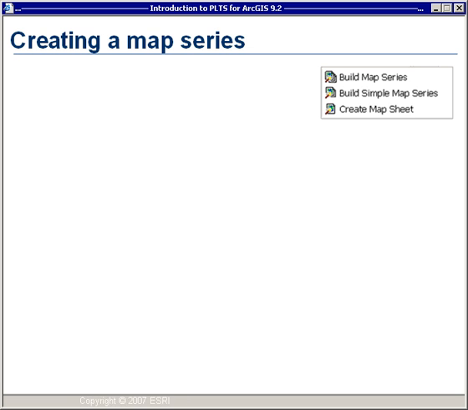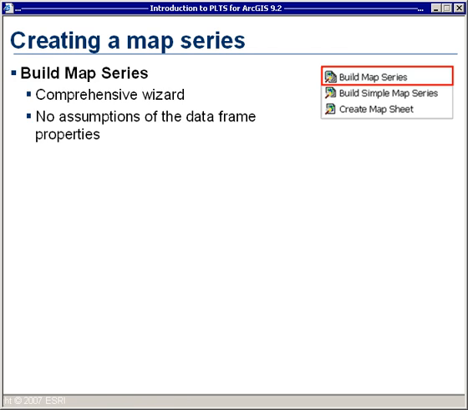Now, when you build a map series in Atlas, you have a couple of choices on the wizard that you can use. The Build Map Series wizard is a comprehensive wizard that prompts you for all the properties that you want to set for the series. The prompts range from information such as the name of the series all the way to the spatial reference to be applied to each map sheet. There are no assumptions made by the Build Map Series wizard, and at the end you will have a complete map series.